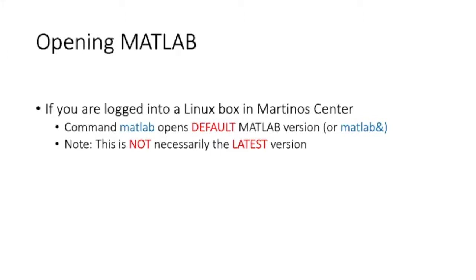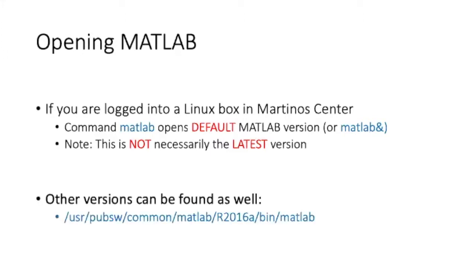This is something that I think the help desk sets. And so whatever the default version is, if you're in MATLAB, that's what will open, but that's not necessarily the latest. So say you wanted to use version 2016A, and sometimes you want to use a specific version if you know that your code runs in that, and then there was some update. Then you can just go to this path, user, public, software, common, matlab, and then R, you can do 2016A, 2017B, and then bin, matlab, and that'll do basically the same thing, but for the specific one that you need.